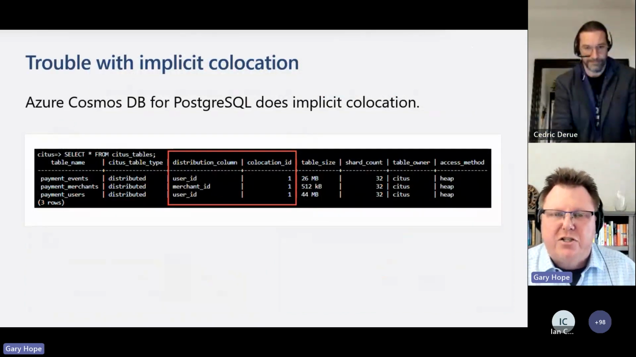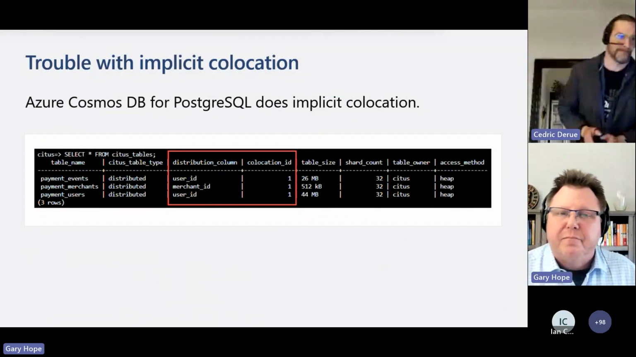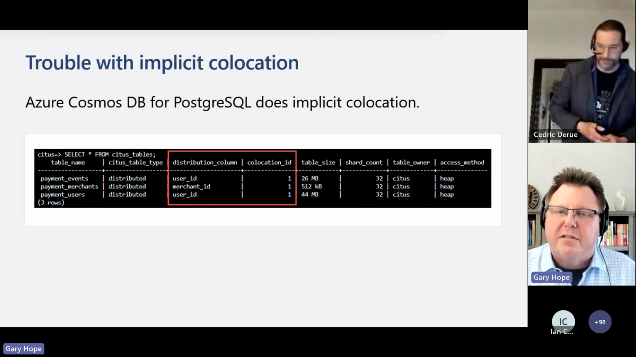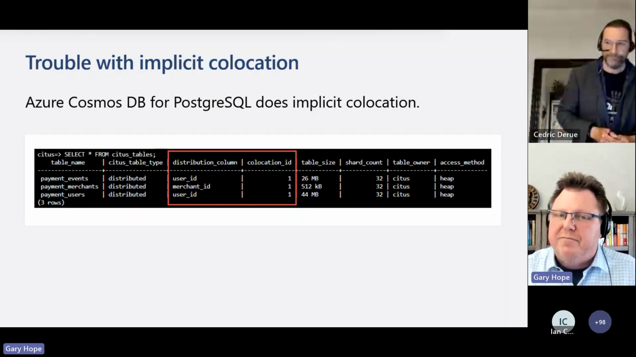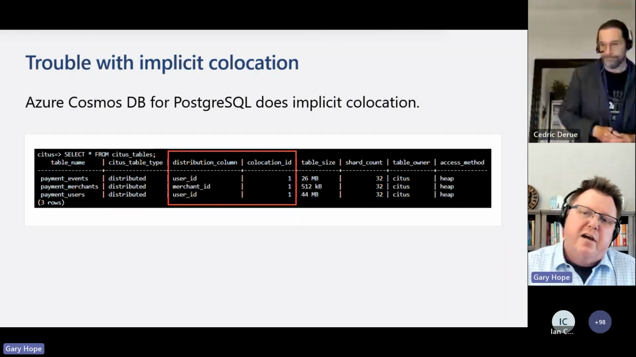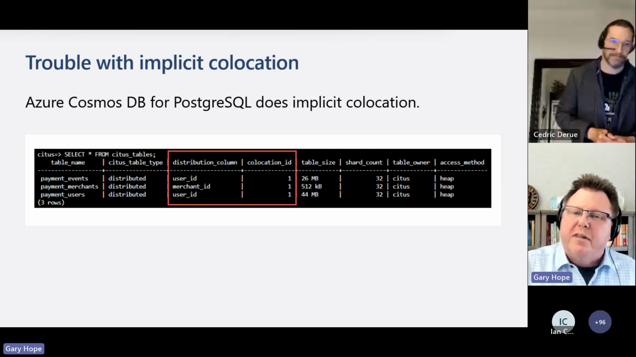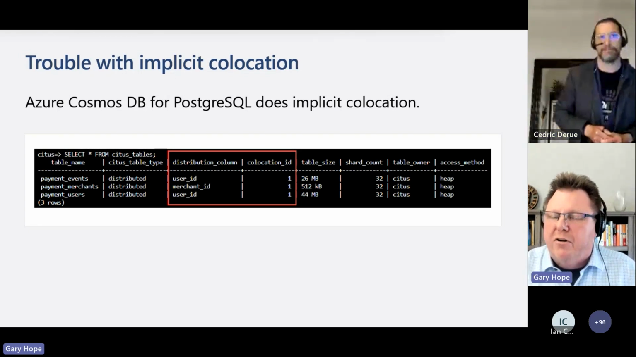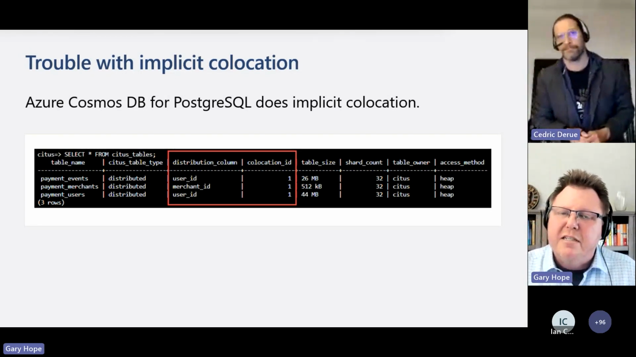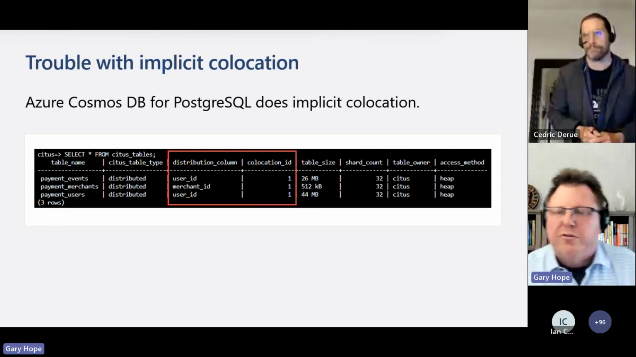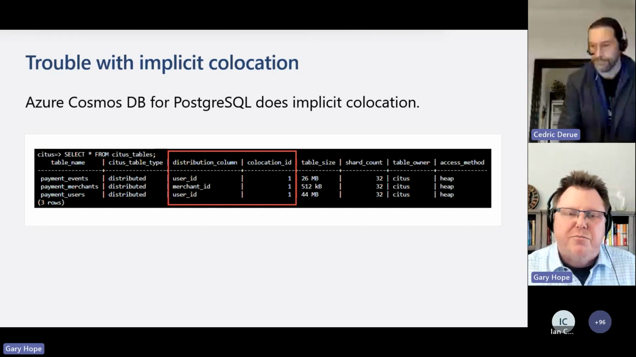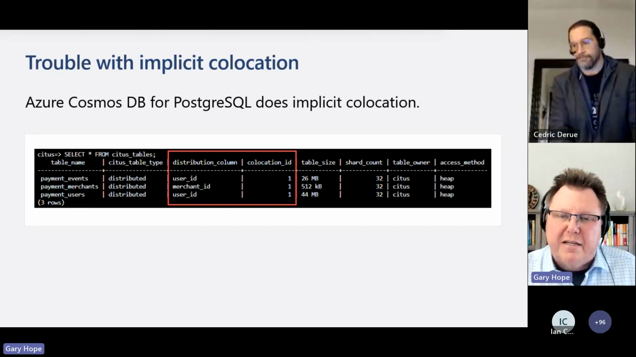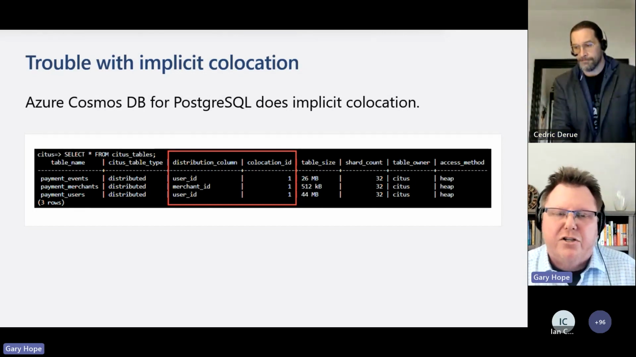There are some challenges, though, that we still need to overcome. Cosmos DB does implicit co-location. Implicit co-location means that unless you specify the co-location details when distributing the table, the system will automatically co-locate the table. It does this by default using distribution column data types, placing the tables with the same distribution column data type in the same co-location group.